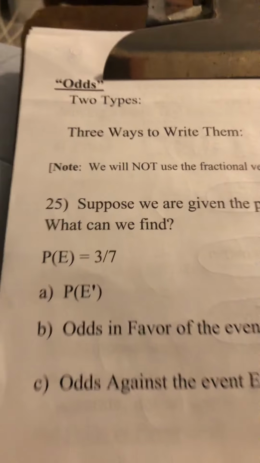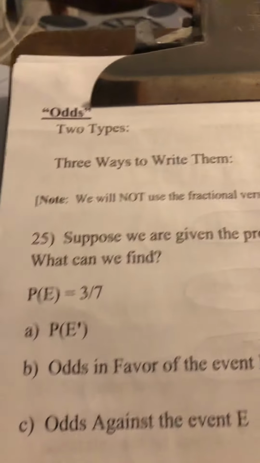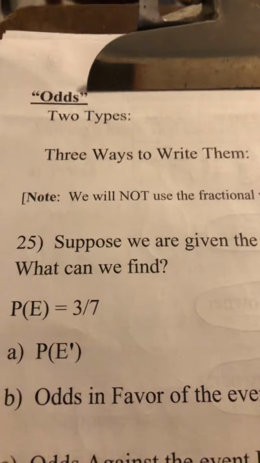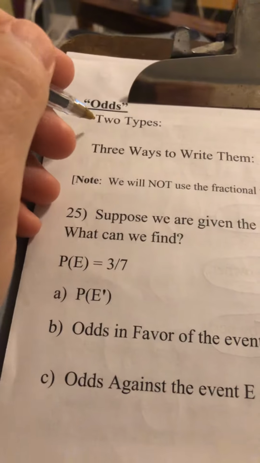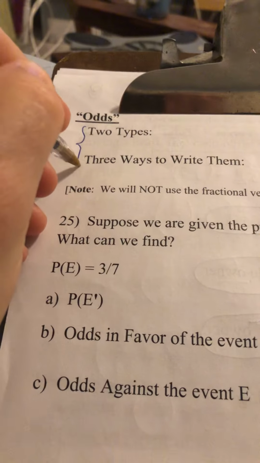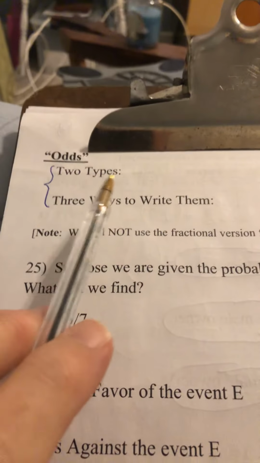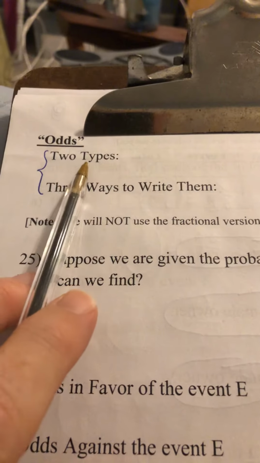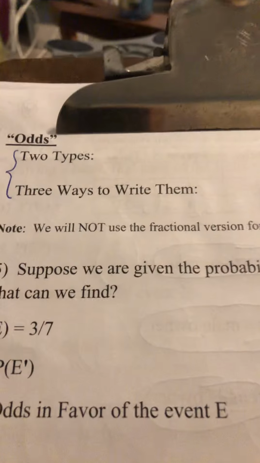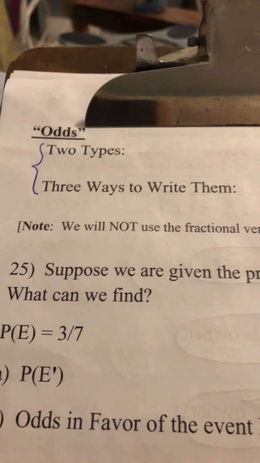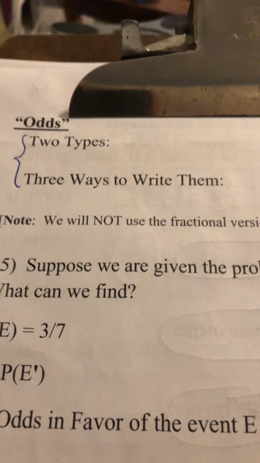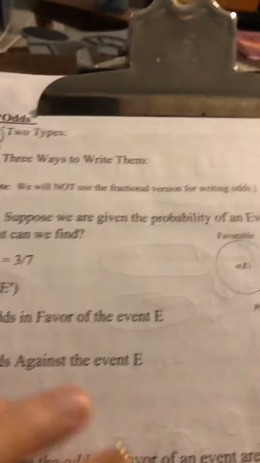All right, ladies and gentlemen, I'm on question number 25, which is on page 78. We're going to be talking about odds. And basically up here, they're just kind of telling us where we're going to go. There are two types of odds, three different ways to write them. You really don't need to write those down right now. You're going to be seeing how we're going to be doing it, okay?